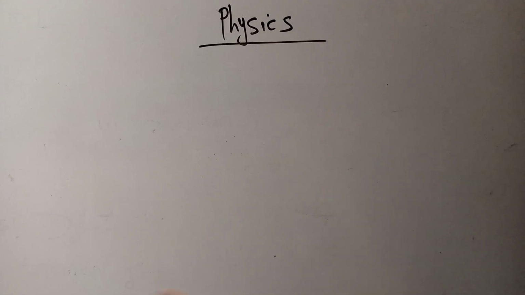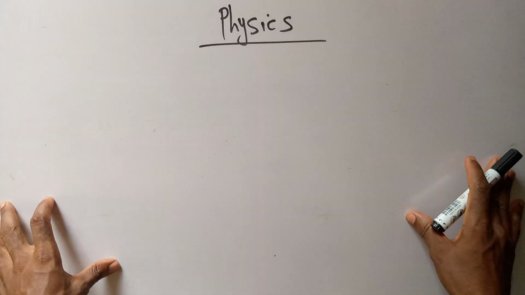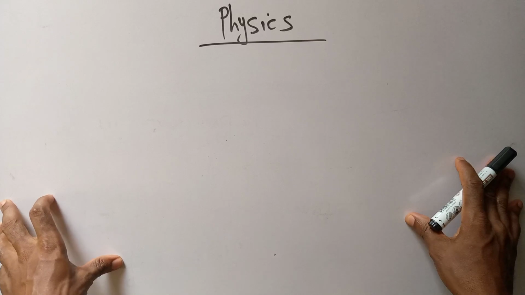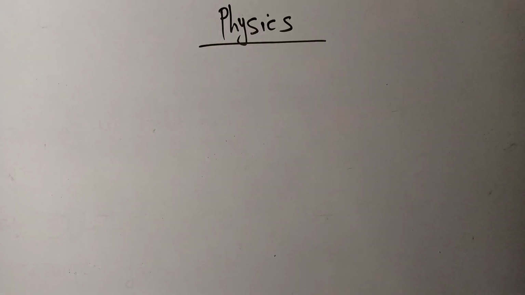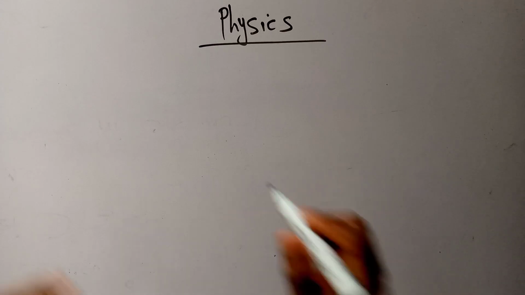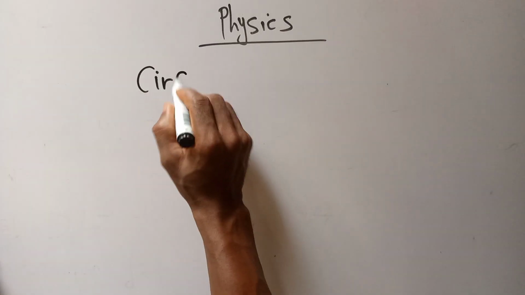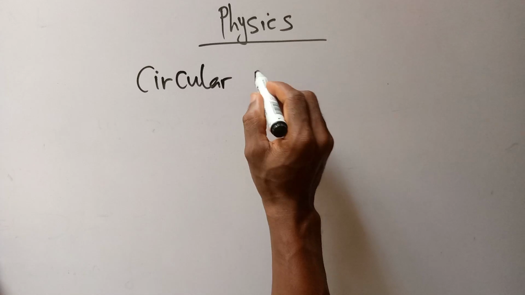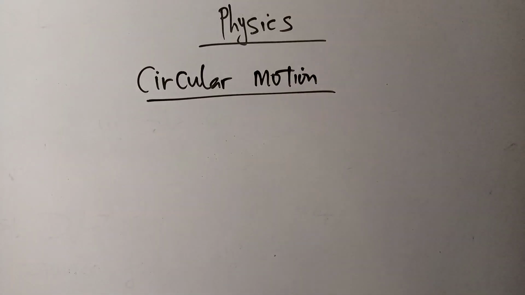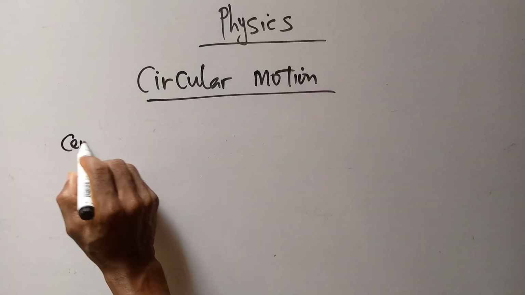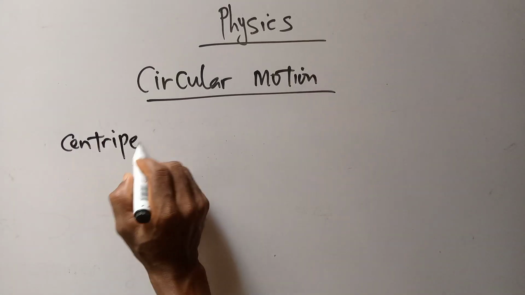Hello guys, in this video we shall be looking at the various formulas in physics and the topic they came from. Alright, so let's begin with circular motion. The first formula here we're going to talk about is centripetal acceleration.